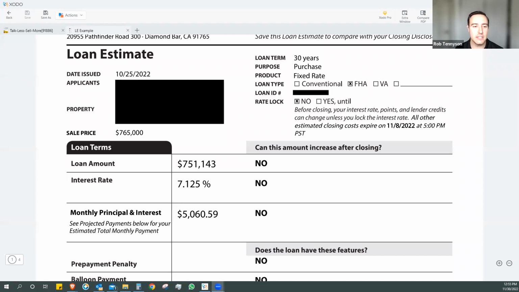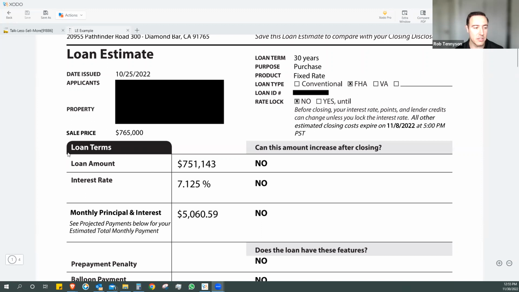So I'm going to go ahead and share my screen. And here is an LE for you guys. This is what it looks like. So just the quick and dirty: it'll have your property, who's on the loan. It'll say what type of loan it is here on the right side, whether it's a conventional, FHA, or VA. See, this one's an FHA. It'll have your loan ID or loan number. It'll tell you whether or not your rate is locked, so whether you are subject to market condition changes moving forward or not.